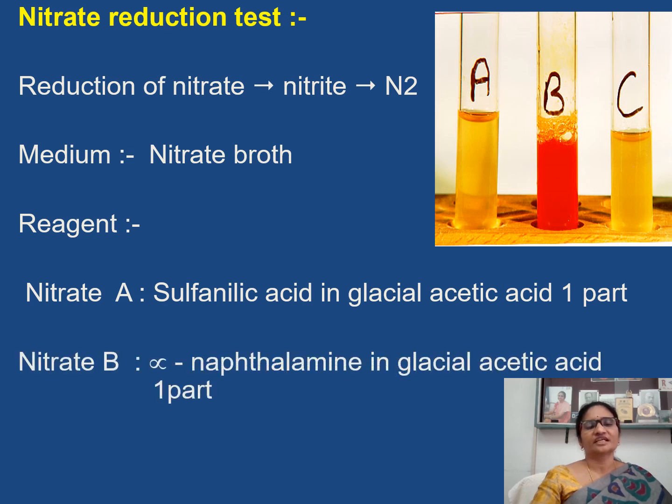One is nitrate A, that is sulfanilic acid in glacial acetic acid. Nitrate B is alpha naphthylamine in glacial acetic acid. Both you have to mix in a separate test tube, one part A and one part B, and then a few drops you add to the nitrate broth after overnight incubation. If it is nitrate reduction positive, immediately you can see the red color. That is the nitrate reduction test.